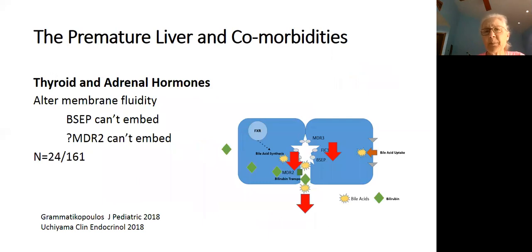You also have problems with thyroid and adrenal hormones, which are important in cholestasis. And this is probably because of membrane issues, but if you look at our study in the NICU, 24 out of 160 had hypothyroidism as part of their reason for cholestasis.